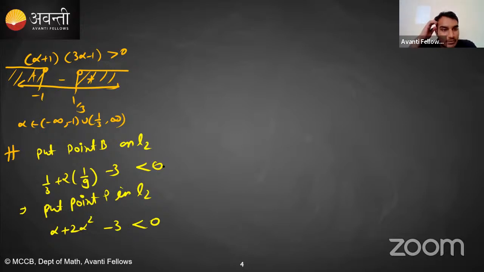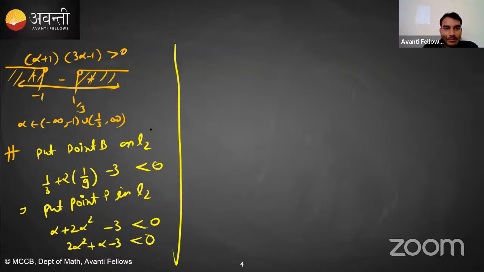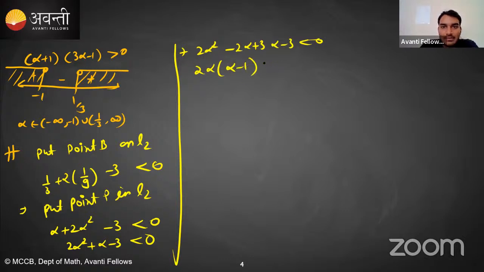Is this clear? Tell me quickly in the chat box, is this clear or not? Okay. If it is clear, then factorize. 2 alpha square plus alpha minus 3 less than 0, right? On doing the factorization, what you will get? 2 alpha square and minus 6 we need, right? So minus 2 alpha plus 3 alpha minus 3 less than 0. So 2 alpha into alpha minus 1 plus 3 into alpha minus 1 less than 0, right? So it is nothing but alpha minus 1 into 2 alpha plus 3 less than 0.